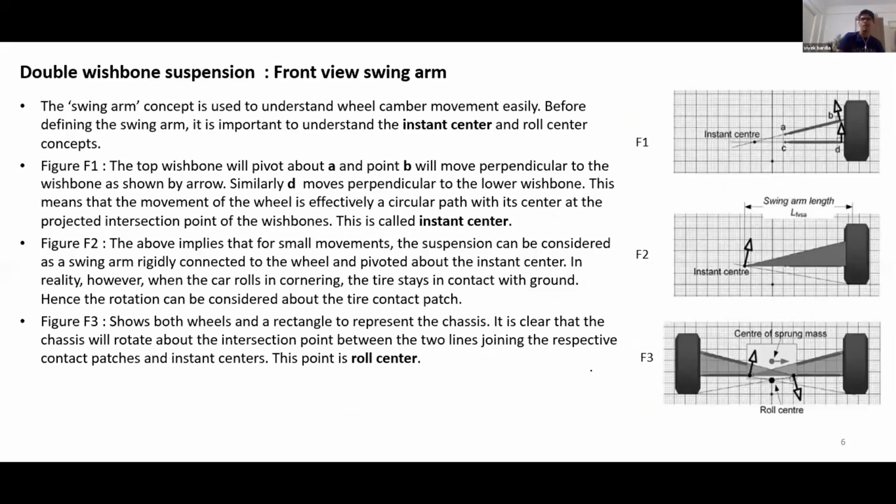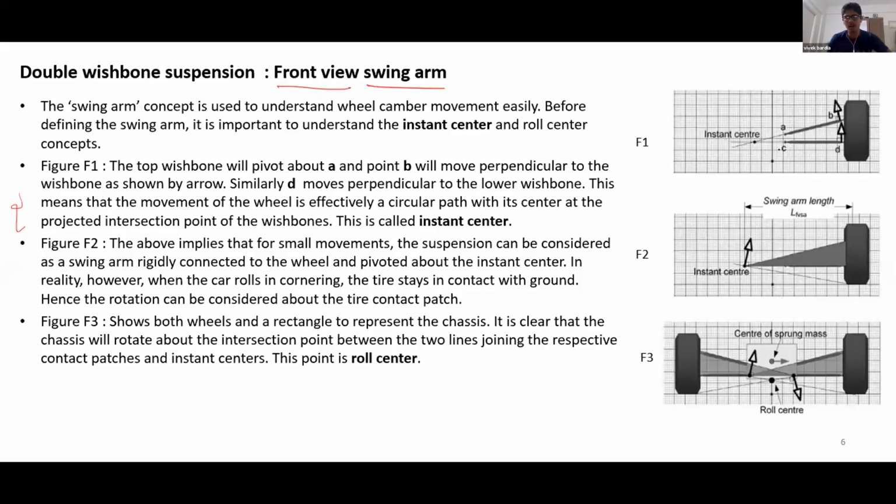Sure, Sudhir. Okay, so let's continue and see how we can get the optimum angle for toe and camber. There's a lot written over here, so let me just explain this in brief. An easy way to do suspension design is to design the front. There are two views of the suspension, the front view swing arm and the side view swing arm. Let's see what the swing arm is and how the swing arm concept can be used to define a suspension, right?